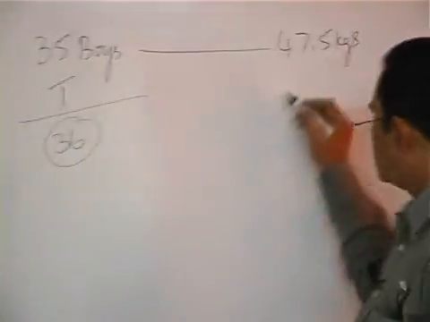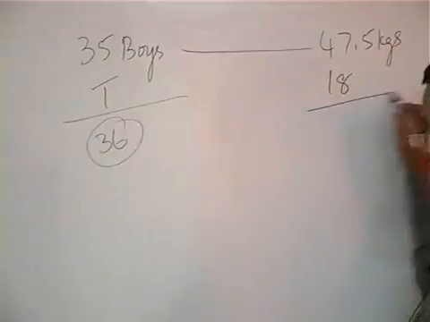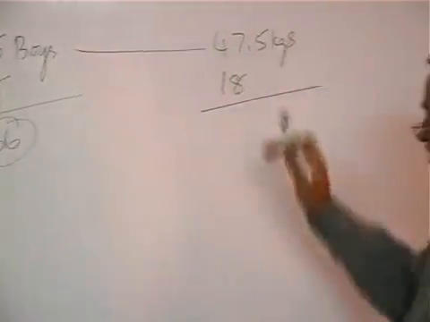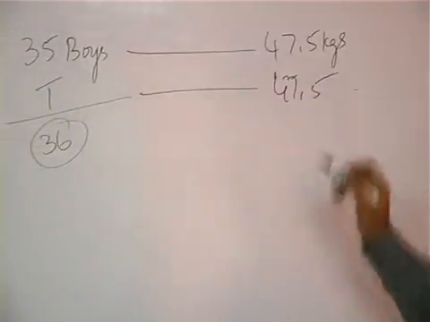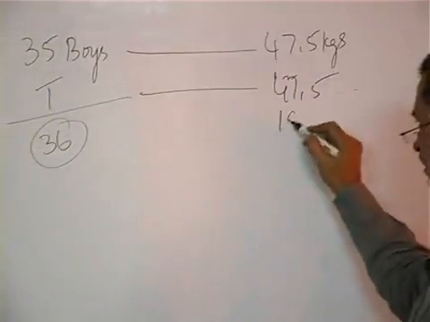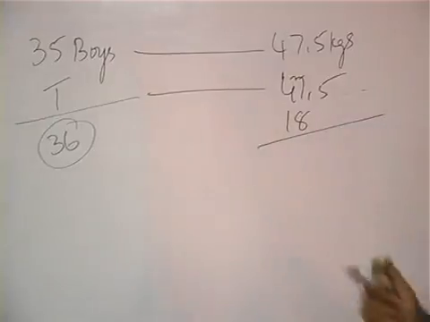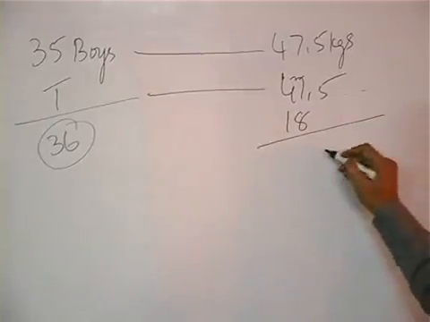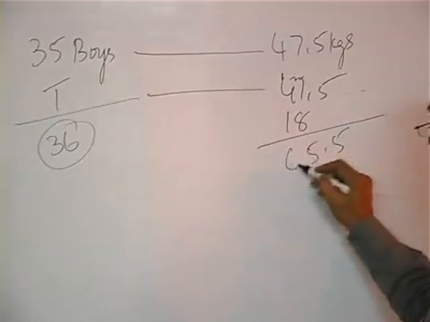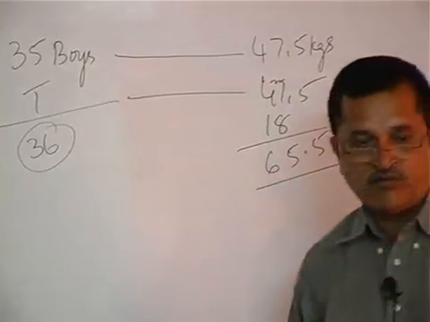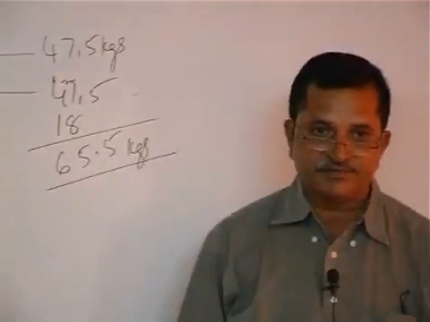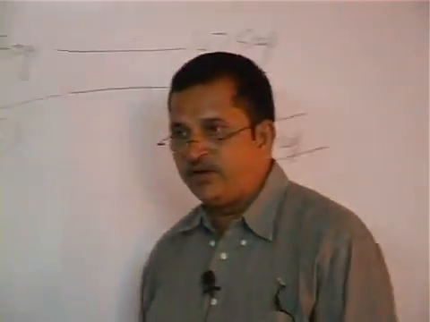These 18 kgs are to be included to the teacher. So I assumed the teacher's weight also to be 47.5, is it not? And these 18 kgs also are included in the teacher's weight. Then the weight of the teacher will become 65.5 kgs.